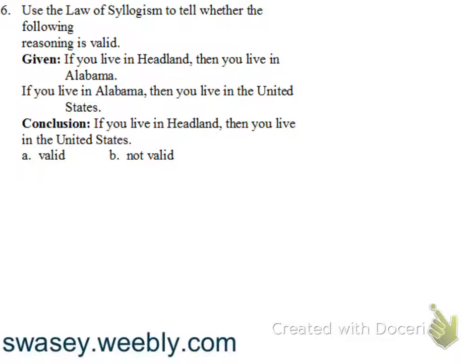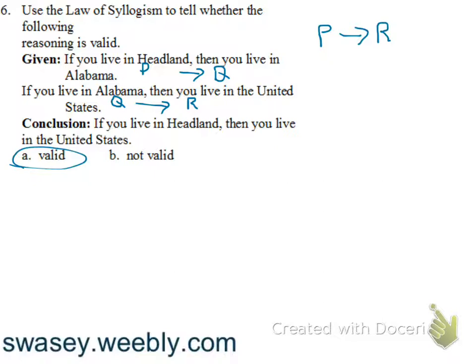Law of syllogism. We have a true conditional, if P then Q, and then another conditional, if Q then R, then we can say if P then R. So we can say if you live in Headland, then you live in the United States. So that is valid by the law of syllogism.